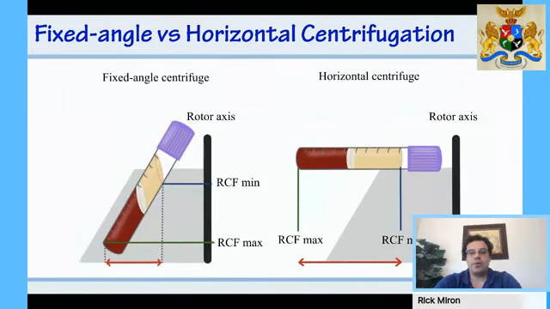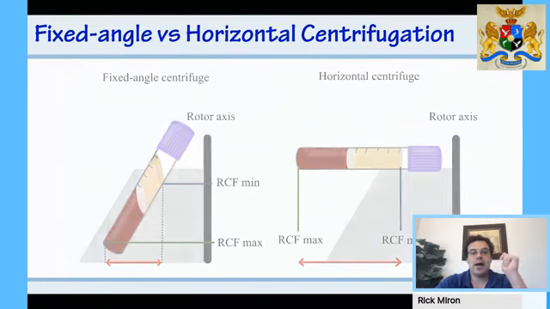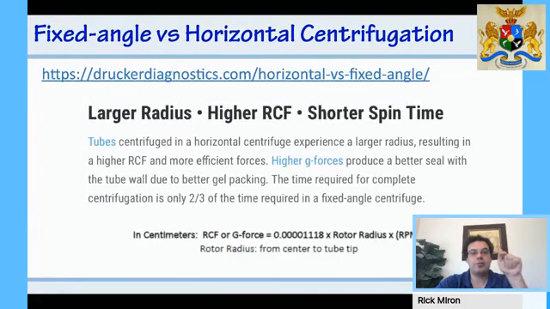We've talked a lot about the difference in the longer path, which means bigger separation between the RCF min and RCF max. I didn't realize this part here until I was reading online one day, and this is directly from this website here, Drucker Diagnostics. Larger radius, higher RCF, shorter spin times. A tube centrifuge and a horizontal centrifuge experience a larger radius, resulting in higher RCF and more efficient forces. Higher G-forces produce a better seal with the tube wall due to better gel packing.